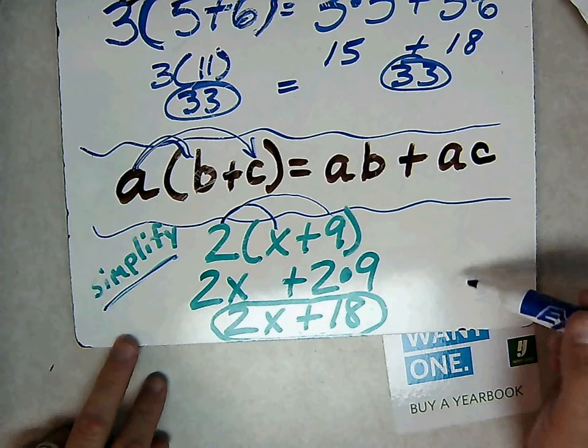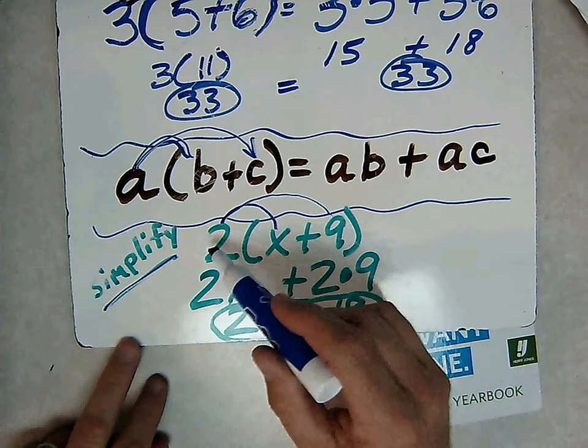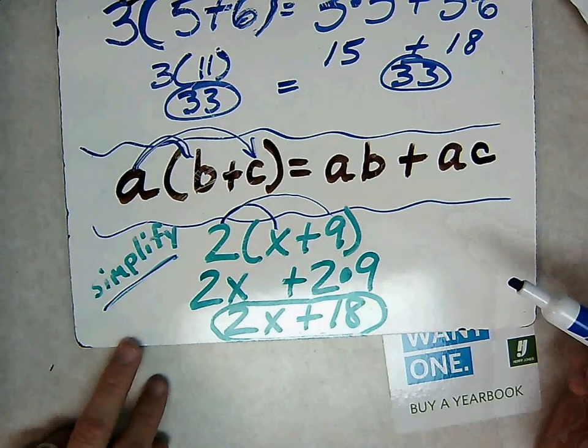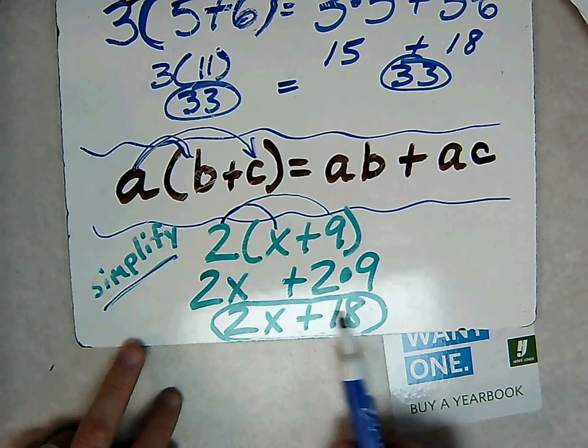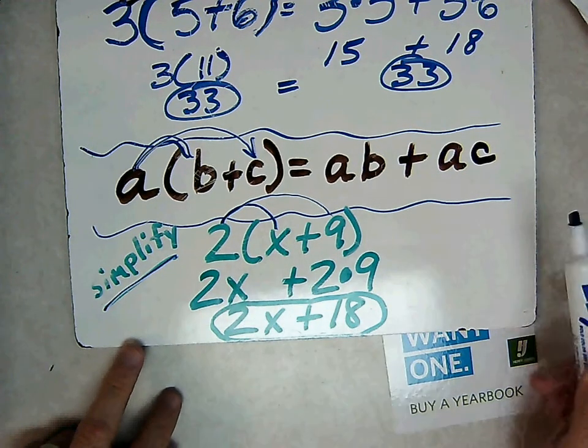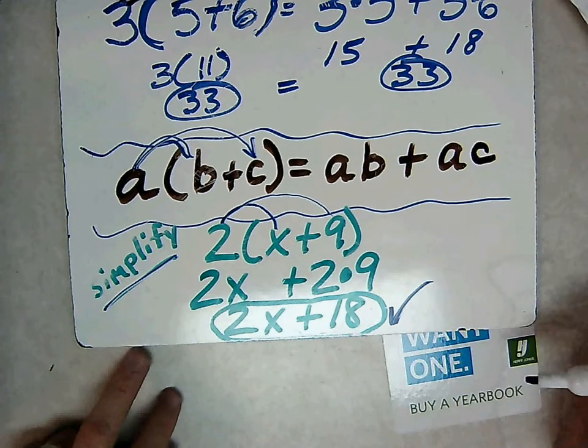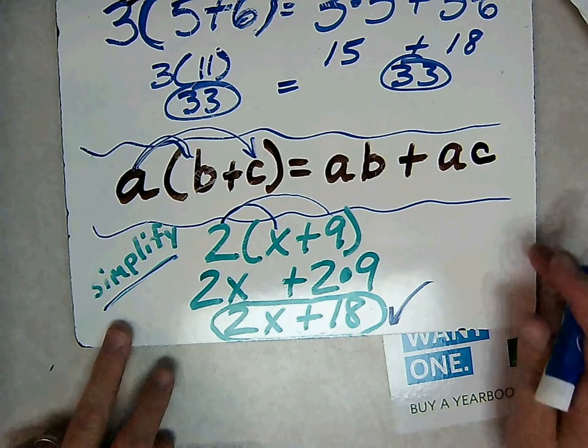So here you had a set of parentheses, and you had 1, 2, 3 separate terms. Here you have 2x, you have 18, so you don't have 3 things to work with. So this makes a huge difference in algebra and makes your life easier.